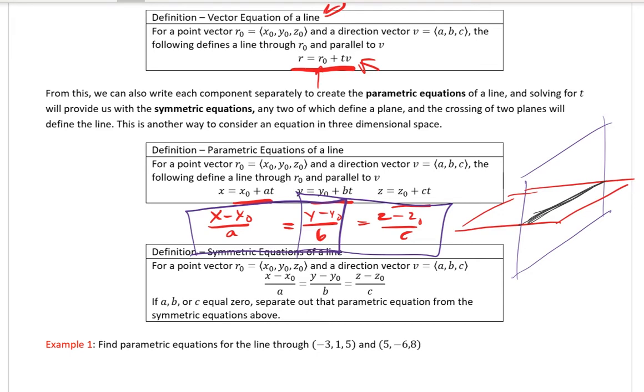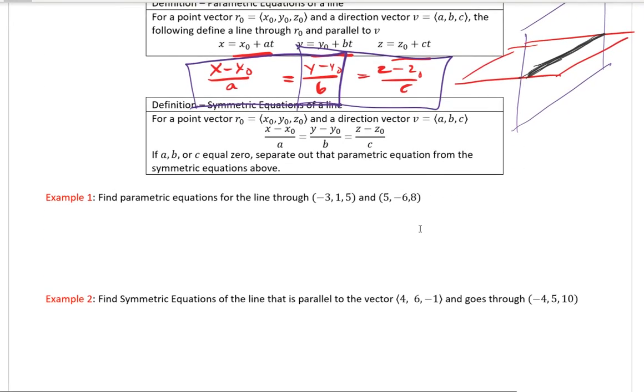So that's another way of defining a line itself, by thinking about the cross-section between two planes. Now with those in mind, we're going to do a couple examples. First, we're going to find the parametric equations for the line that goes through these 2 points. From what we need for the parametric equations of the line, we need both a point, which we have 2, and we need a direction vector.